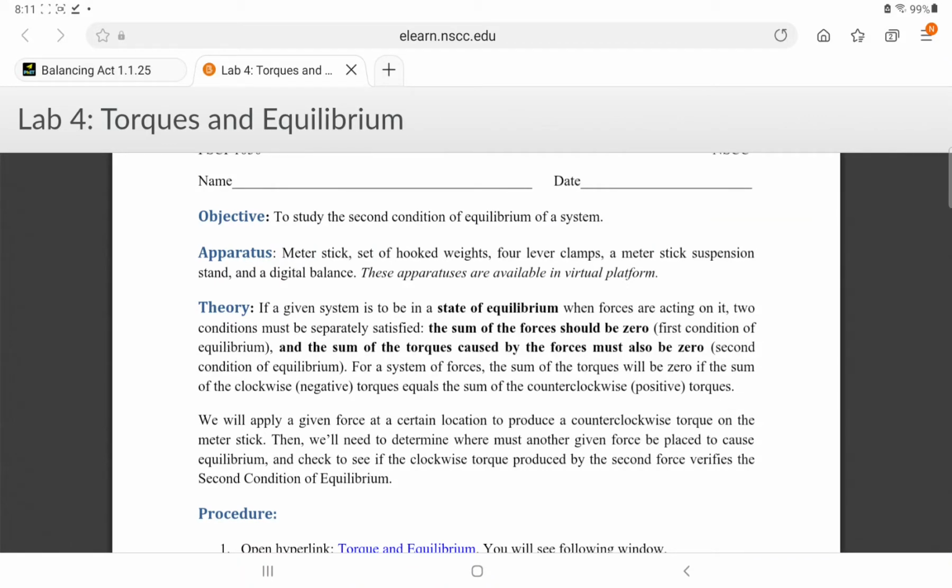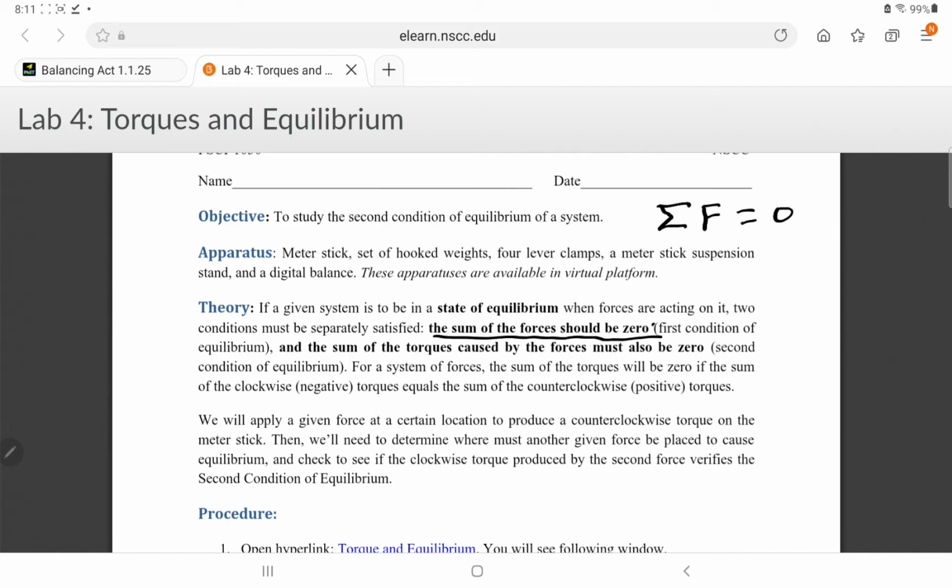Hello, in this video, I am illustrating how to perform the lab on torque and equilibrium. There are two kinds of equilibrium. One is the equilibrium of forces, in which the net force is equal to 0. That is, the sum of the forces should be 0. That is the first condition for equilibrium. In mathematics, we write the sum of all the forces with the Greek letter sigma: sigma F, the summation of F, equals 0. That is the first condition of equilibrium.